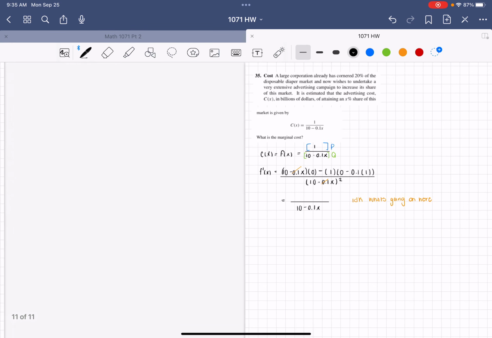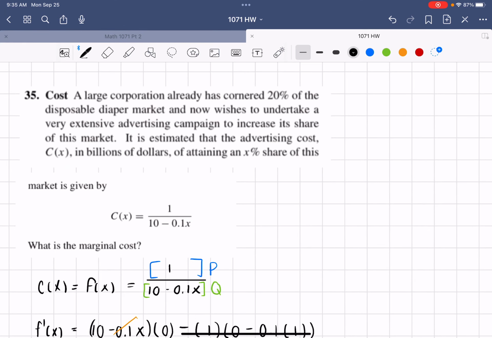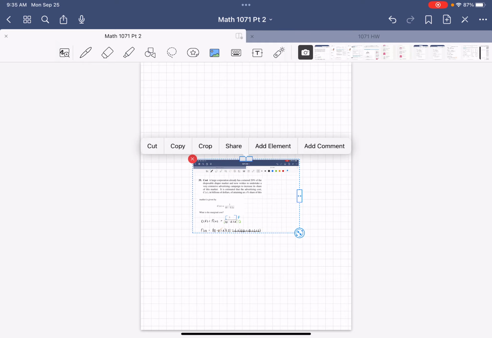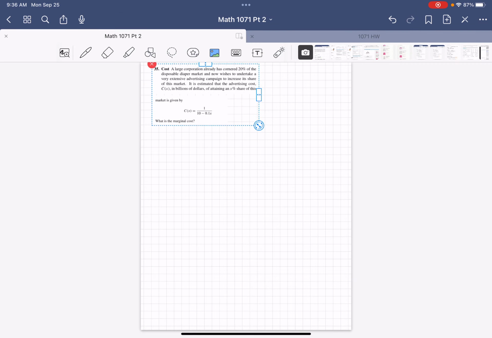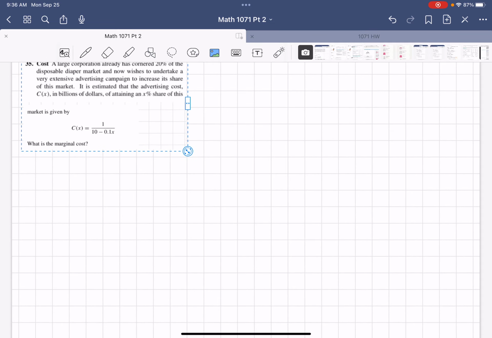We don't really need the discussion. They simply have given us a cost function: 1 over 10 minus 0.1x. And what they ask for is marginal cost.